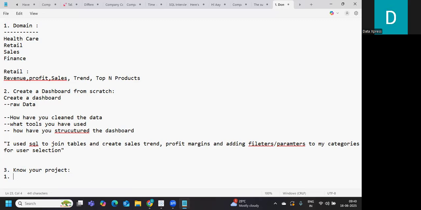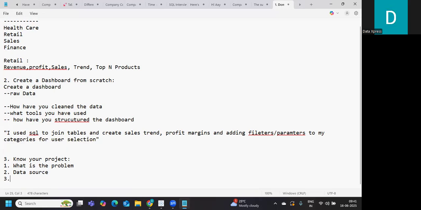We should know what the problem statement is. So define a problem statement for yourself. If you are trying to create a story, then first create a problem for yourself or for the data set that you are working on. Then what is the source that is there for you? Are you going to use a SQL server, or are you using a CSV file? Where did the data come from? This is something that you need to know.